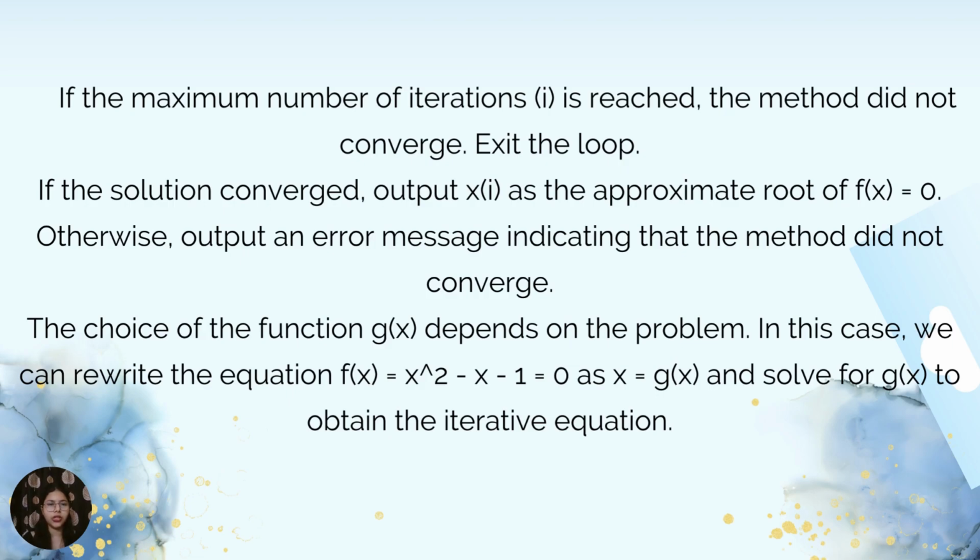The choice of the function g of x depends on the problem. In this case, we can rewrite the equation f of x equal to x square minus x minus 1 equal to 0 as x equal to g of x and solve for g of x to obtain the iterative equation.